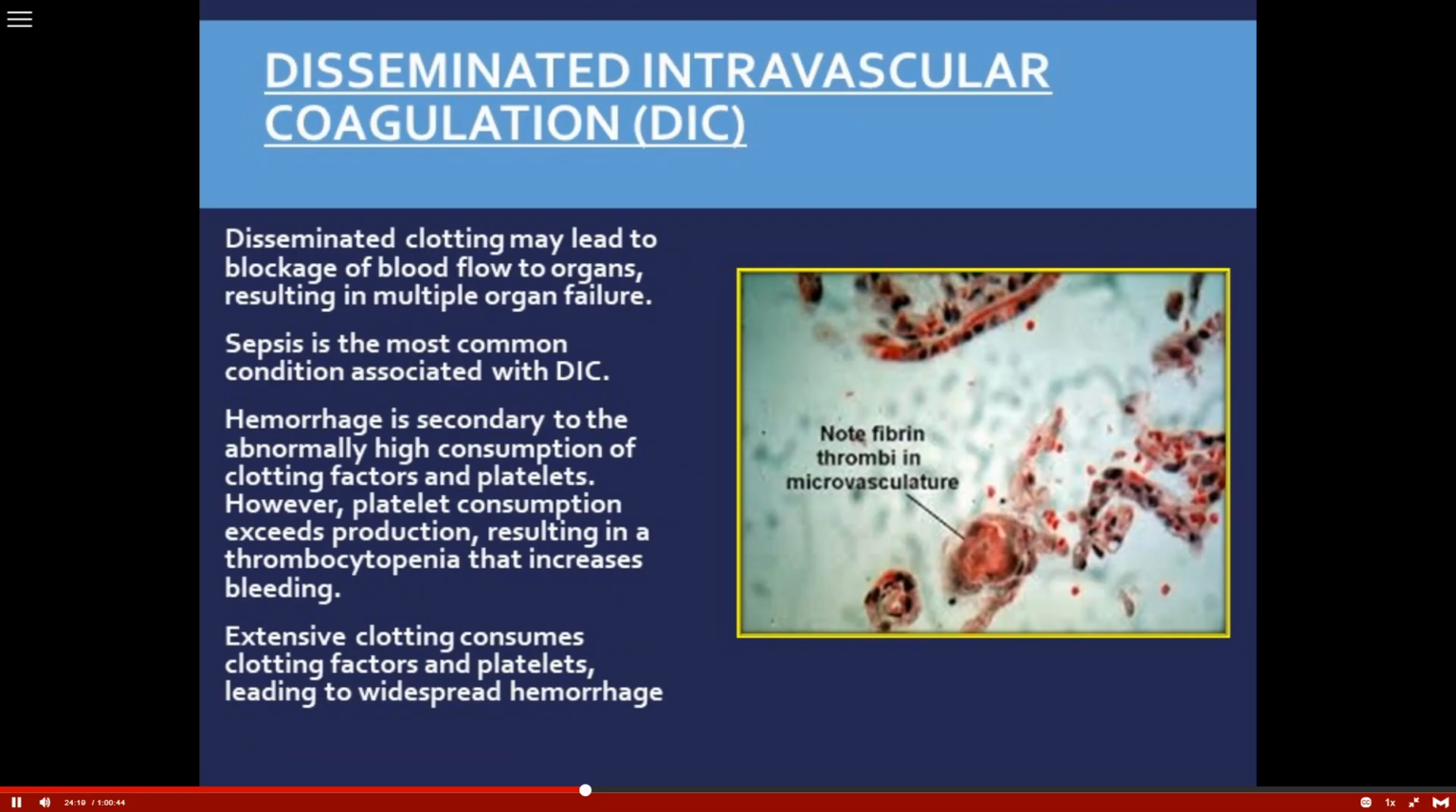Okay, next one is DIC, and I promised we would come back to this when we were in exam 2. So we're going to move forward and talk about it in a little bit more depth, but it's called disseminated intravascular coagulation, DIC. It's a very interesting pathological process. But first, disseminated clotting may lead to blockage of blood flow to organs, resulting in multiple organ failure. Sepsis is the most common condition associated with DIC, and in particular, the gram-negative bacteria.